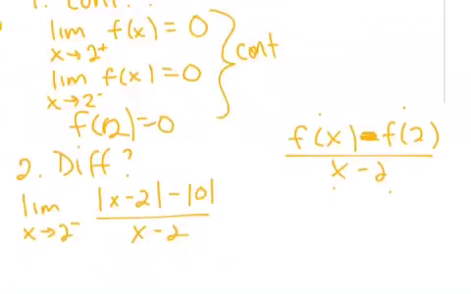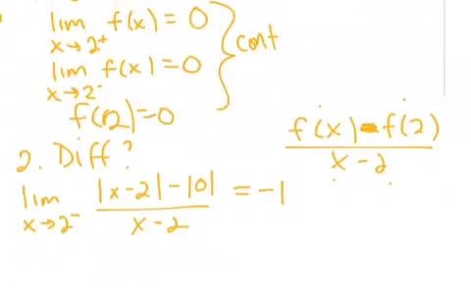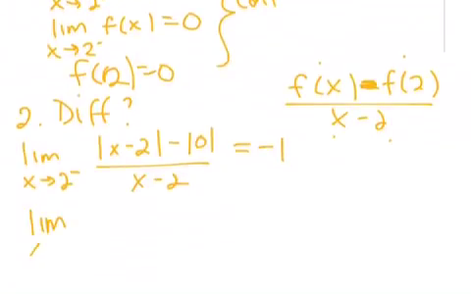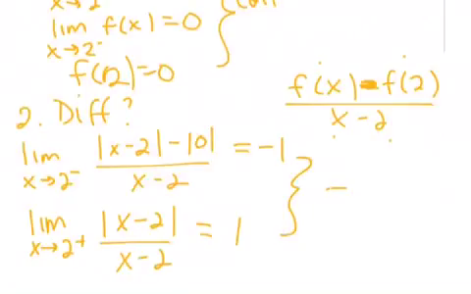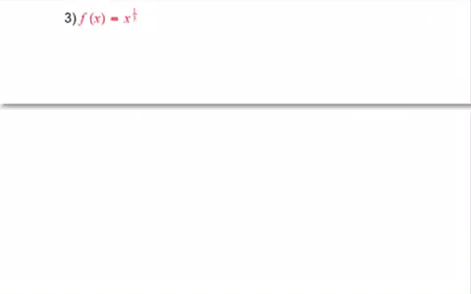If I plug in 2 but slightly smaller, I get out negative 1. If I plug in 2 from the right to the same equation, if I plug in something a little bigger, I get positive 1. They're not equal, so it's not differentiable. What we're looking at is the vertex. So that's telling you the slope coming in from the left is negative 1, the slope coming in from the right is positive 1, so the local linearity means this does not become a straight line. It's not differentiable. Let's look at one more.